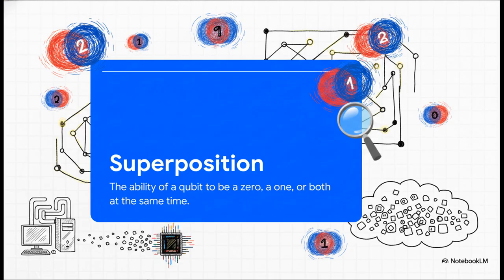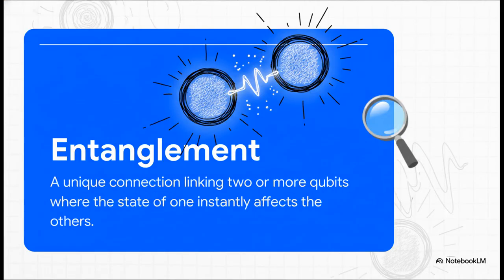A regular computer would have to check each possibility one by one by one. This isn't just a small speed boost. We're talking a massive exponential leap in processing capability. But superposition is only half the story. The second superpower is, believe it or not, even weirder.